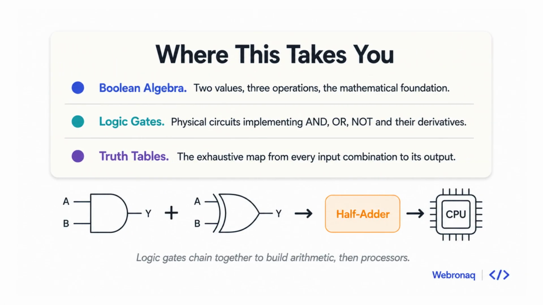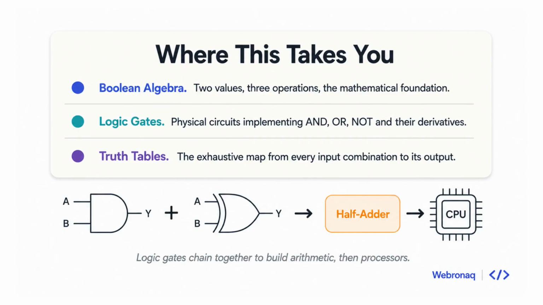Boolean algebra is the 2-value math that defines logical operations using AND, OR, and NOT. Logic gates are the physical circuits that implement those operations in real hardware. Truth tables are the systematic tool we use to verify that any gate or combination of gates produces the right output for every possible input. Those three ideas work together as one unified system. And they do not stop here.